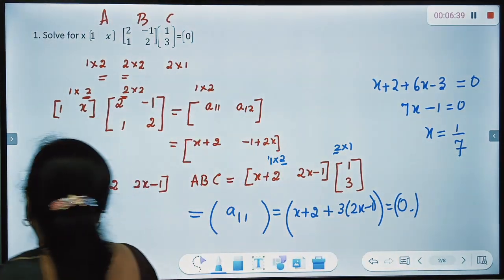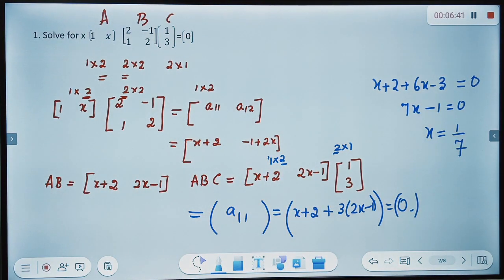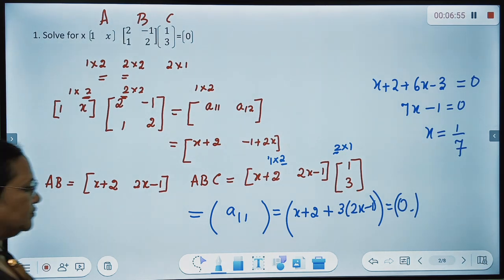So whenever we have multiplication, the definition of multiplication should always be verified, that the product of two matrices A and B is well defined only if the number of columns of the first is equal to the number of rows of the second.